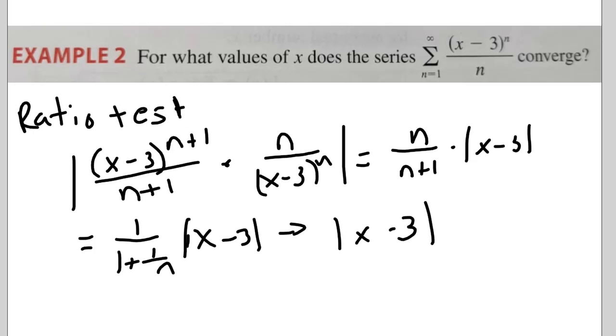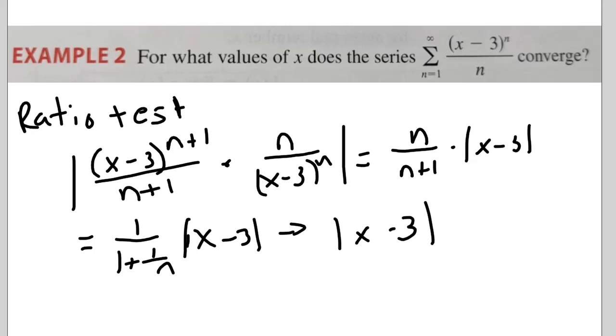In this example, we're looking at the series (x minus 3) to the nth power over n, and we want to know when it converges. So again, we do the ratio test: (x minus 3) to the n plus 1 over n plus 1, times n over (x minus 3) to the nth power. Simplify that down, and we end up getting n over n plus 1 times the absolute value of x minus 3. Don't lose the absolute value, because in this case, unlike in a lot of situations that we looked at, the x minus 3 can be negative, so that absolute value is very important. Taking the limit, we have 1 over 1 plus 1 over n, so that goes to 1.